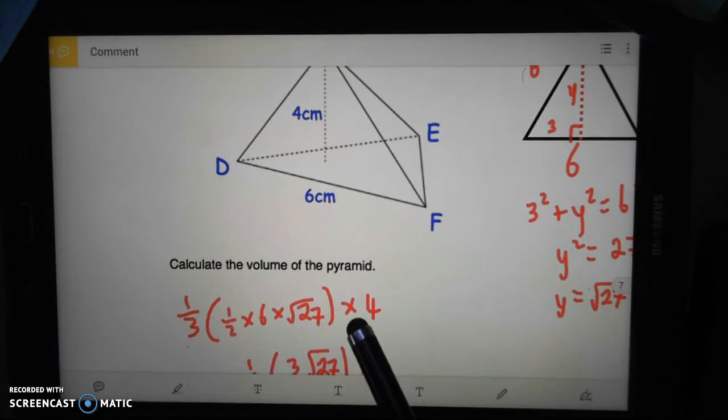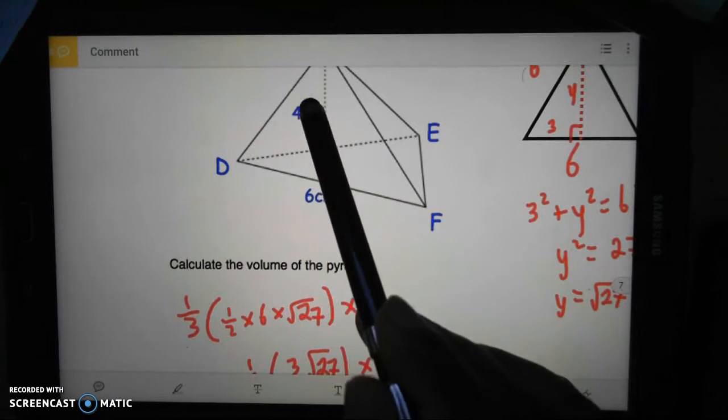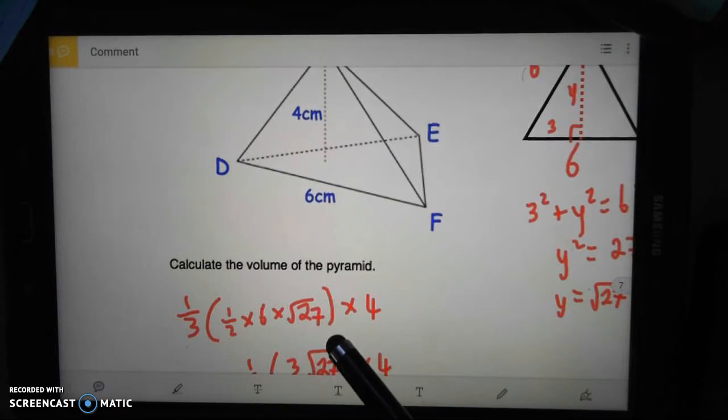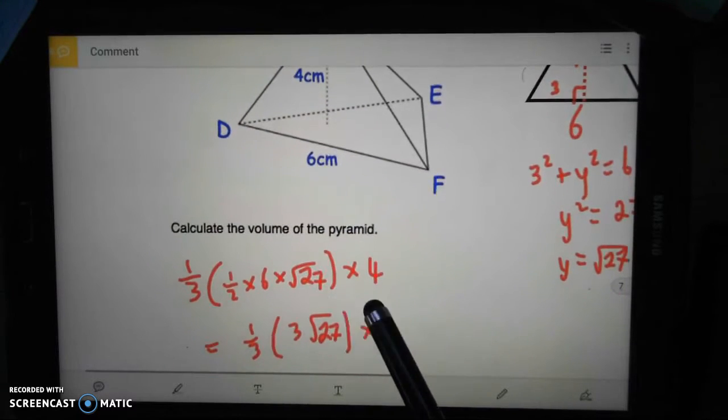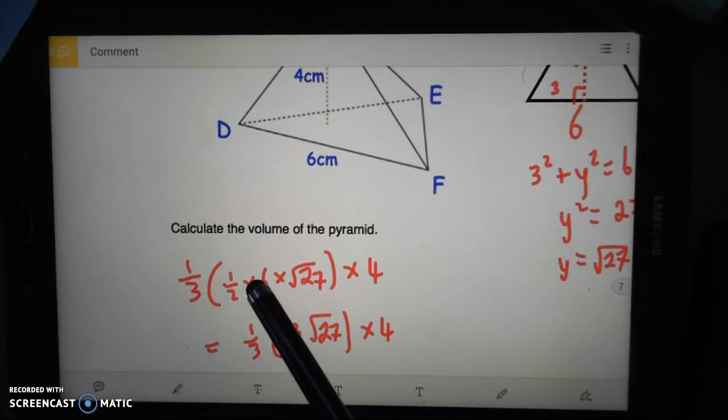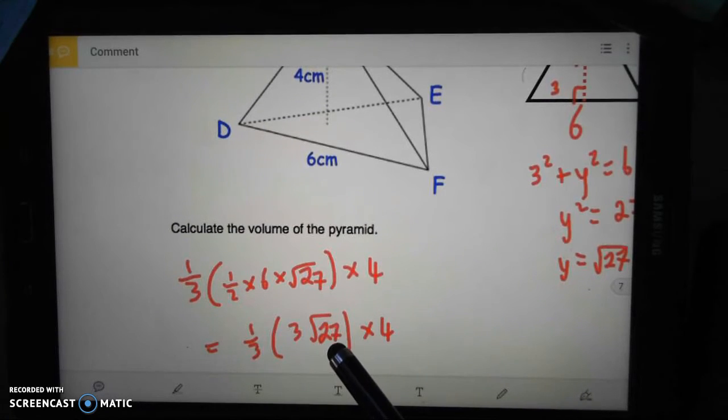So this is the formula for the volume of a pyramid, a third, and then inside the bracket is the area of the base, which is a triangle, and then times it by the vertical height, which was 4. So 6 centimeters was the base, square root of 27 was the height, so we do 6 times that in the calculator, and then we have to times it by a half because it's the area of a triangle. So 6 times a half is 3, so 3 times square root of 27.